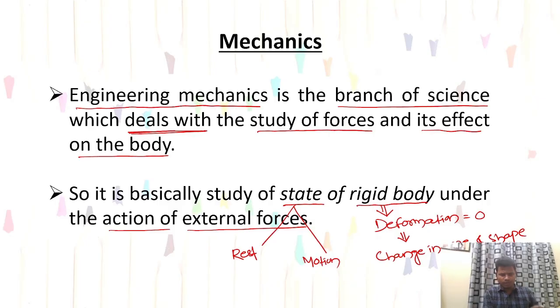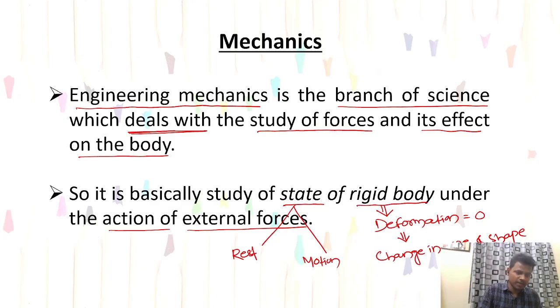The body may be moved from one position to another position, but then the change in size and shape of that body is zero, or we can simply say the deformation of the body is zero, then we can call that body a rigid body. And in the whole engineering mechanics, we are going to deal with the rigid body. And the rigid body is at what position? The rigid body may be in a rest position, or the rigid body may be in motion position.